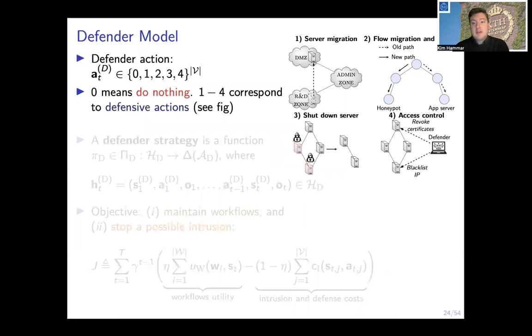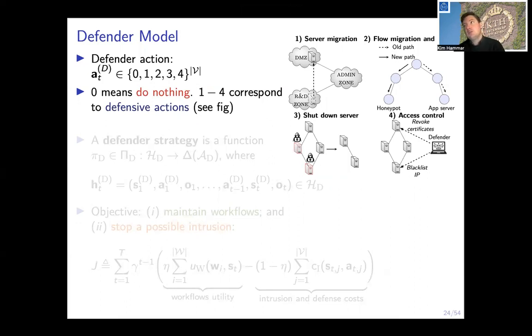Okay, and based on these observations then, the defender has to make decisions about which defensive actions to take. We define a defender action to be a vector, where each component in its vector contains a sub-action for a given node. That sub-action can take on 5 different values. 0 means to do nothing and just wait, and 1 to 4 correspond to defensive actions, which are illustrated to the right. The first defensive action is to do node migration.